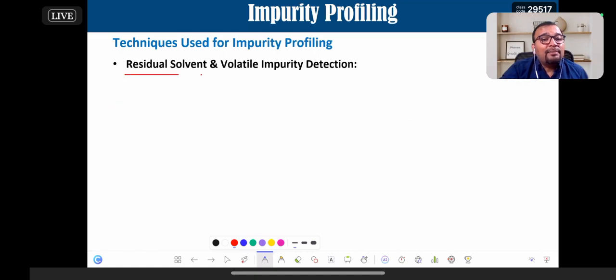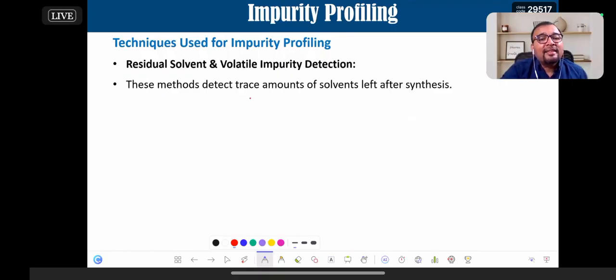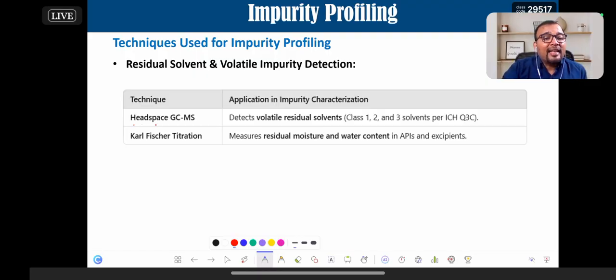And then the last one comes the residual solvent and volatile impurity detection. Now, these methods detect trace amounts of solvents, especially organic solvents, which are used during the manufacturing process. Headspace GC can be used. Even a liquid injection technique can also be used for volatile residual solvents. And Karl Fischer reagent can be used especially for water content or residual moisture.